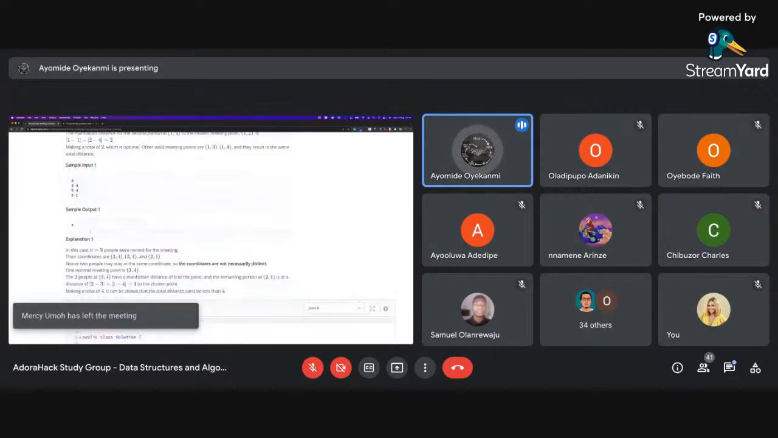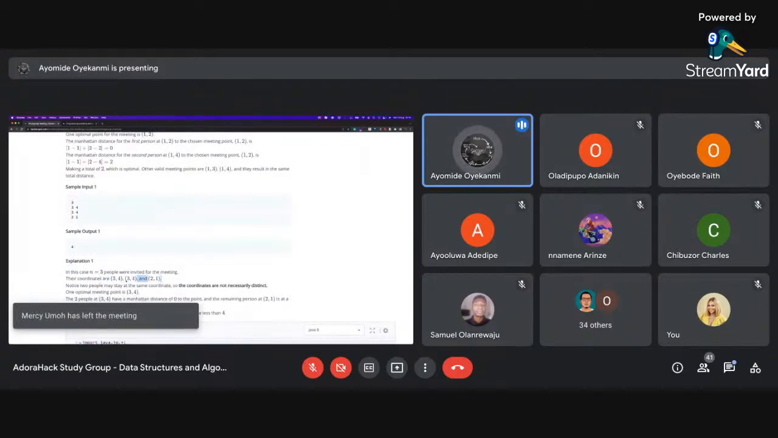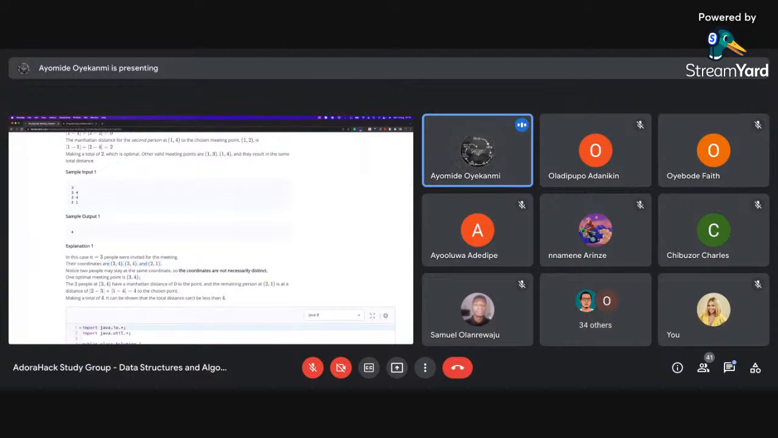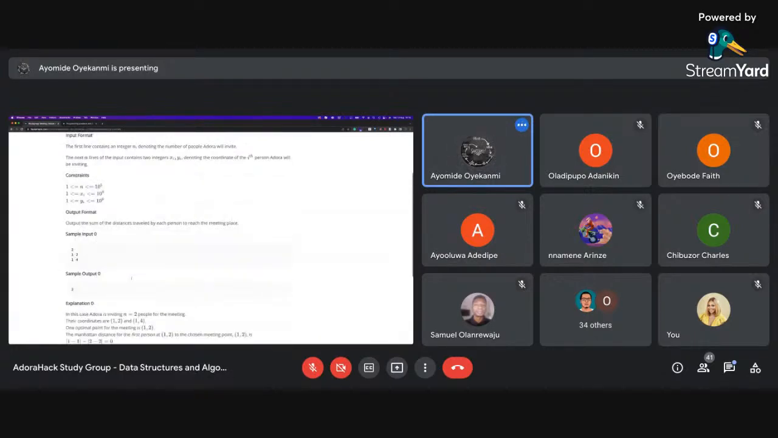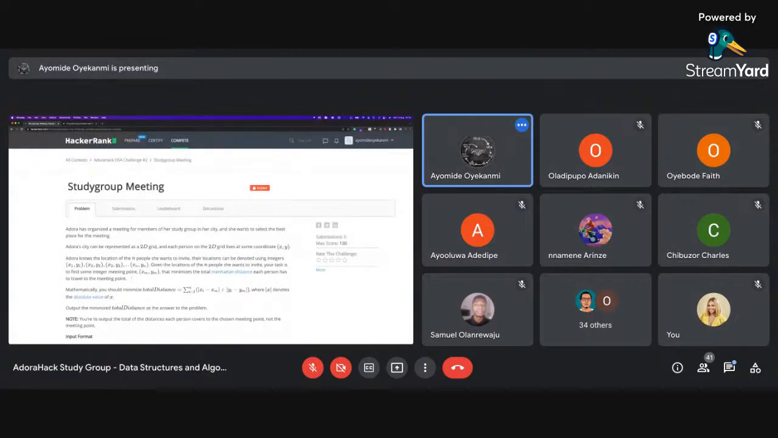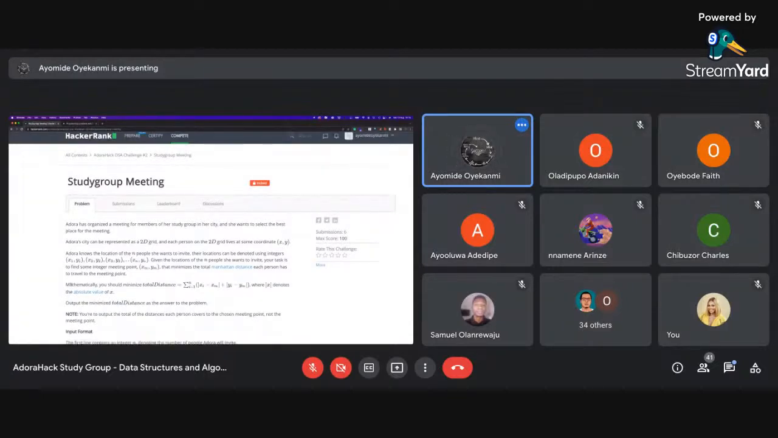And basically we use the same example. There are 3 people she wants to invite, and these are their 3 coordinates. We decide that one point is the valid meeting point, and when we calculate the total distance everyone has to travel to the meeting point we decided on, it is 4. So I think the crux of this problem is how we find an optimal meeting point. That is the main crux of this problem. Does anyone have ideas here? Questions, ideas, anything.